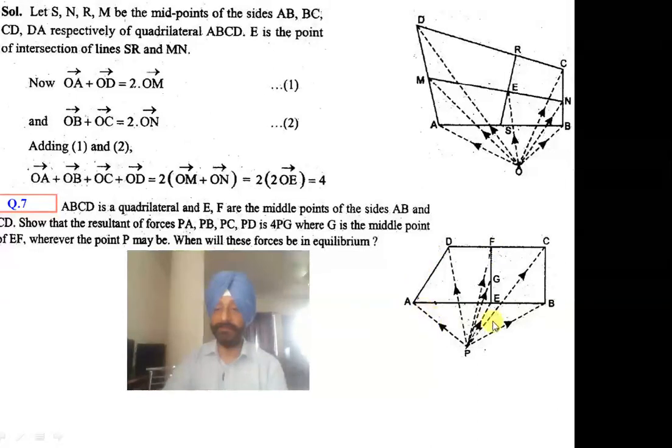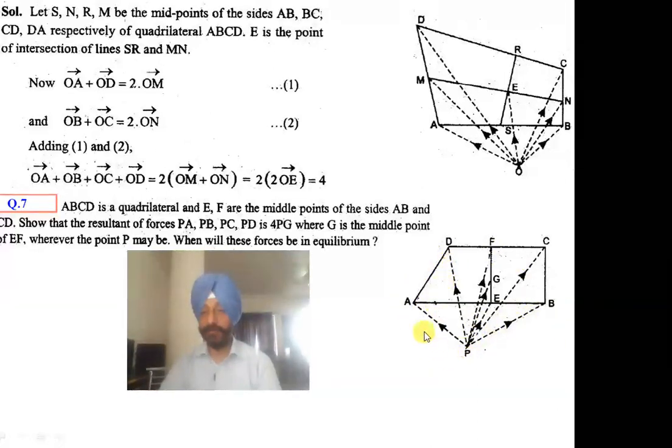Just see, this is a figure, and we use OA, OB, OC, OD. So instead of O, we take here P: PA, PB, PC, PD, PE, PF. So I suppose the student will do this question, as F is the midpoint of CD and E is the midpoint of AB. It will be similar to this.